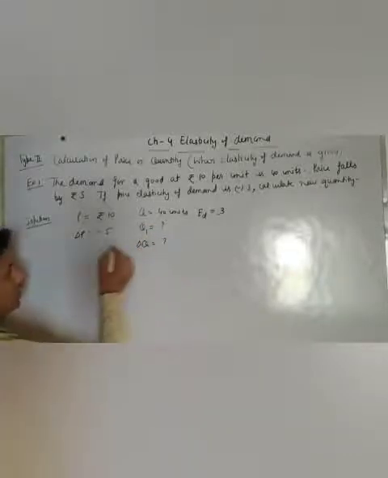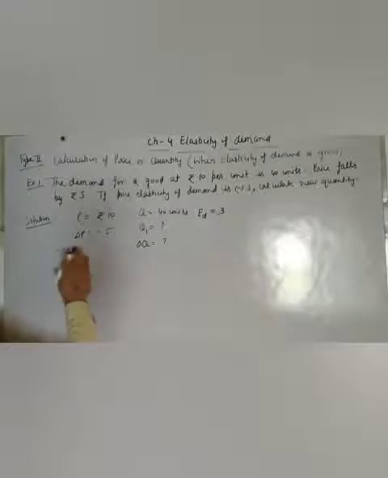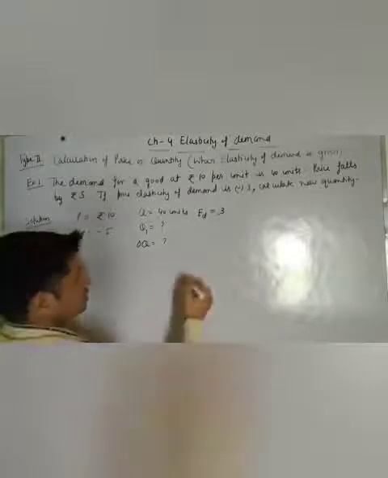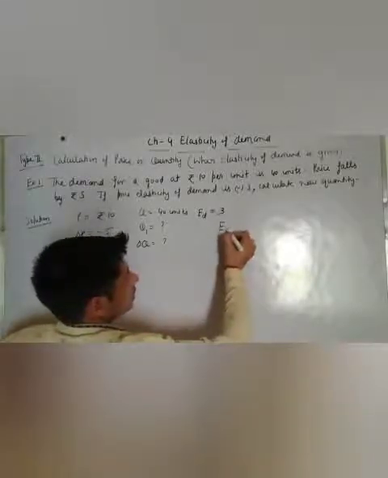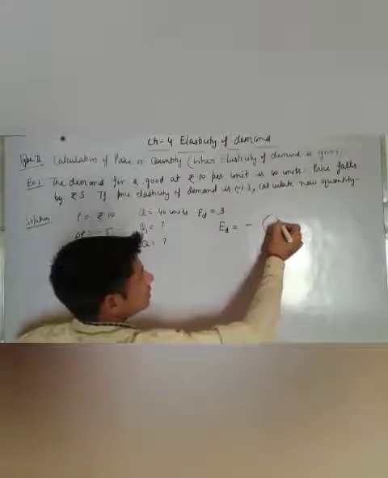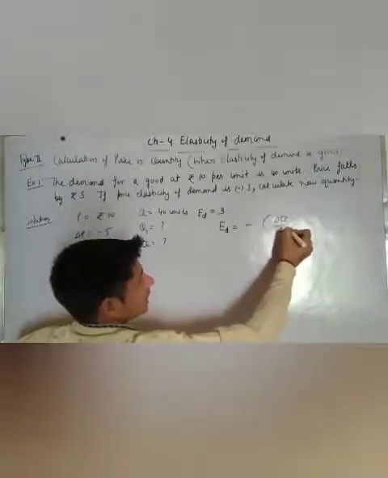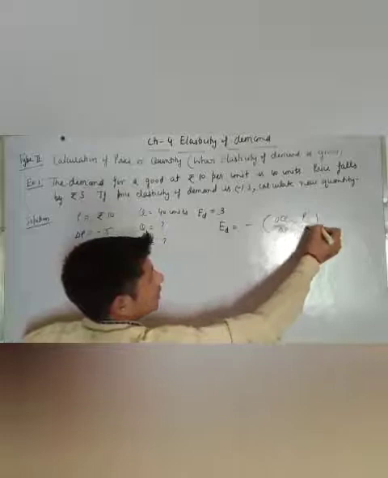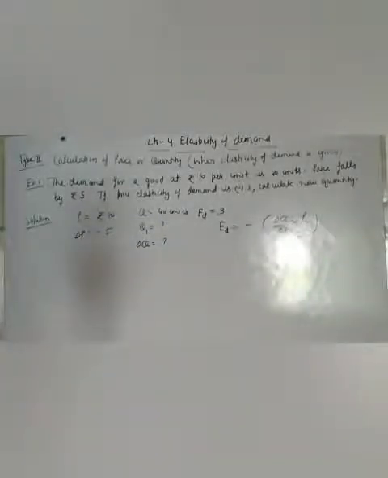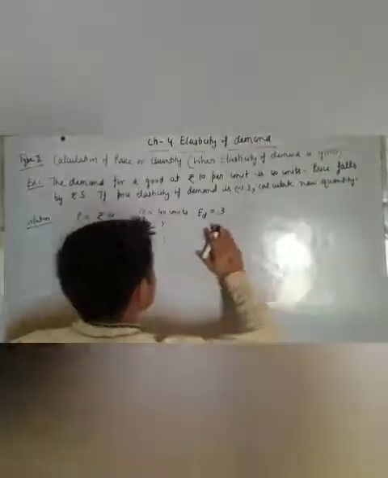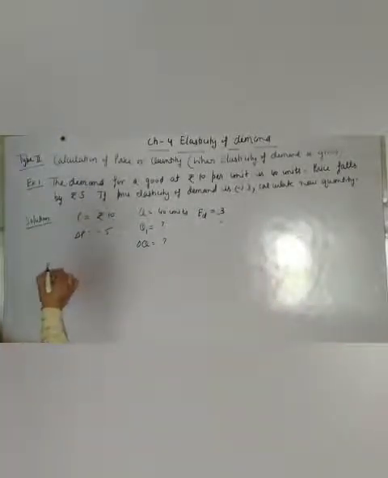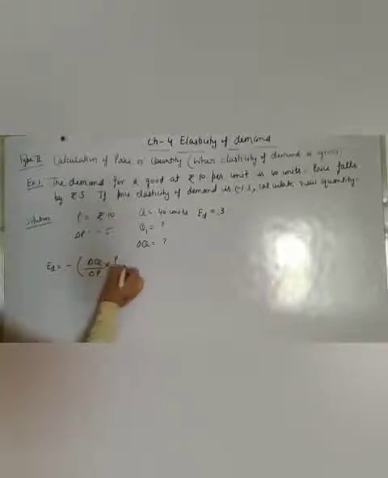See now, please find delta Q. We cannot find this, but see, delta P is already given, so please use this formula. ED is equal to minus delta Q divided by delta P into P by Q. See, ED is equal to minus delta Q divided by delta P into P by Q.